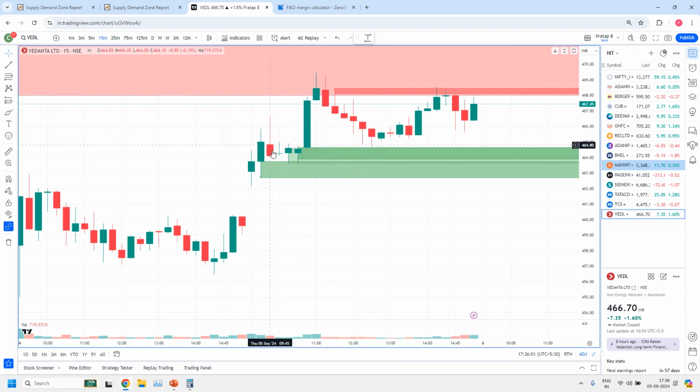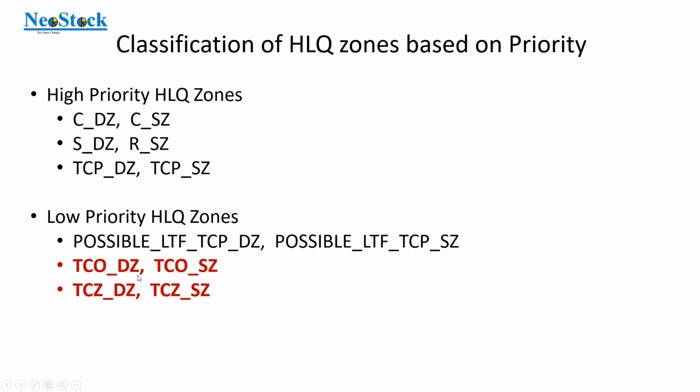This is one possibility. Another possibility, sorry, not rally base rally, drop. This is the drop base rally, prices came. Let us assume after that a rally base rally is created, one more rally. After that prices retraced back. The first rally base rally is violated, and then prices came to this zone. This high liquidity zone's power will reduce. I am not saying it will definitely reduce, but there are higher chances the power will reduce. That's why I kept this category under the low priority, high liquidity zones.